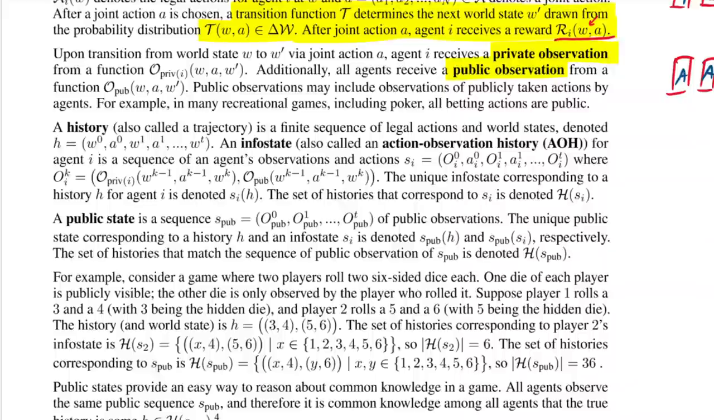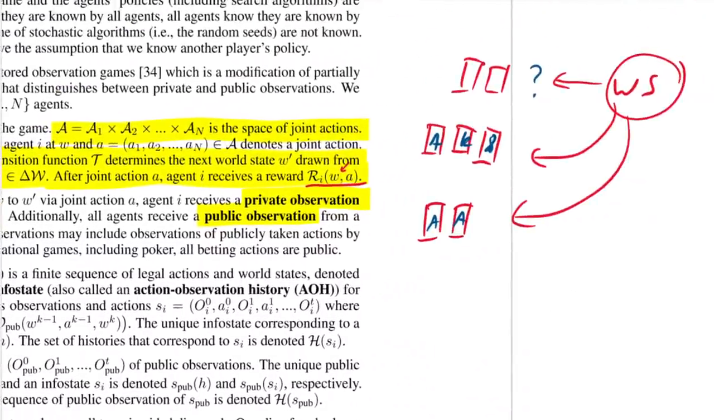Okay, so public observation is what everyone knows in each step, whereas private observations are things that are just revealed to you personally. In poker, the private observation is simply your two hole cards, and the public observation is the middle cards. So this is the public observation, and this is your private observation. The private observation is different for each player, while the public observation is the same.